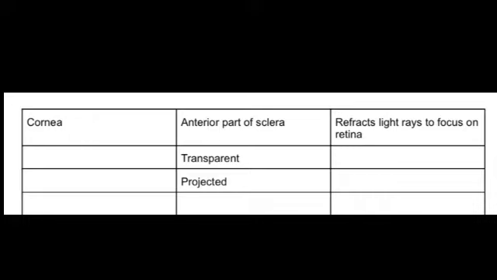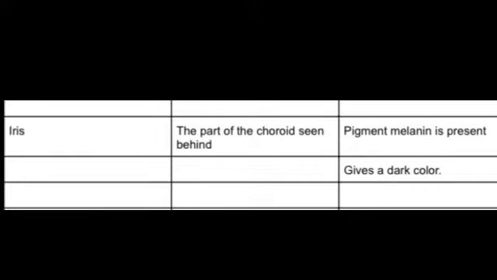Cornea, the anterior part of the sclera. It is transparent and also projected. Its function is to refract light rays to focus on the retina. Conjunctiva. It covers and protects the front part of the sclera except the cornea. Next, iris. The part of the choroid seen behind the cornea.